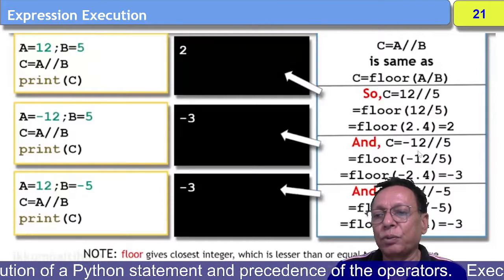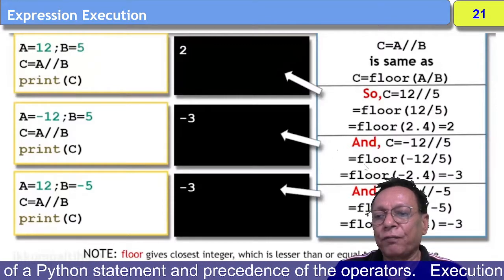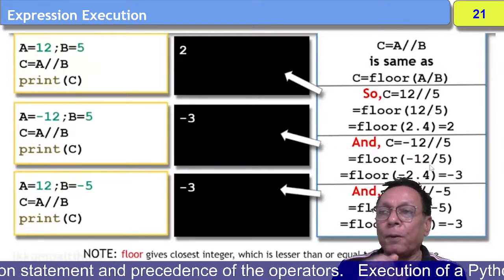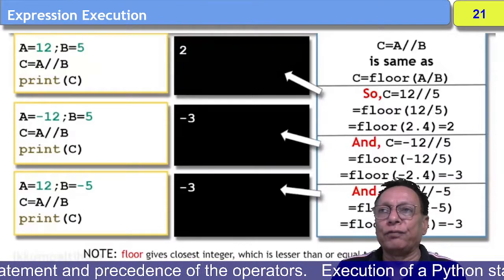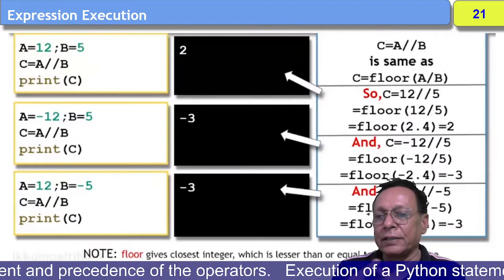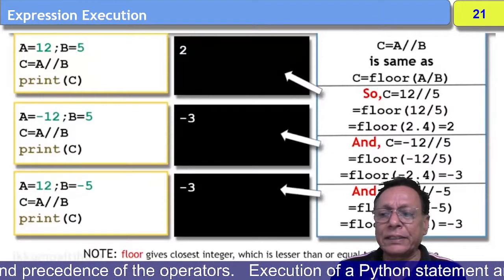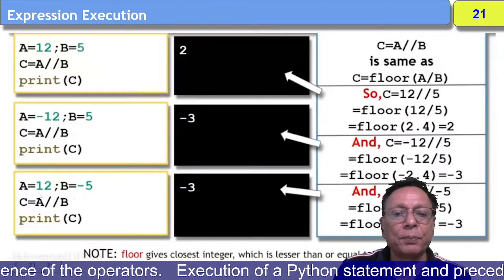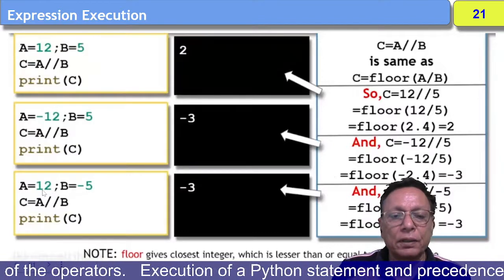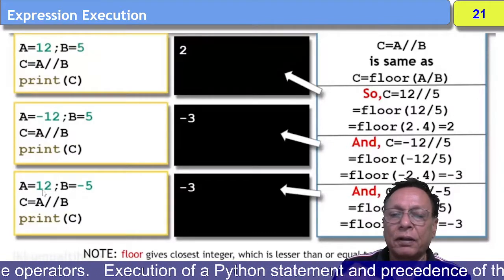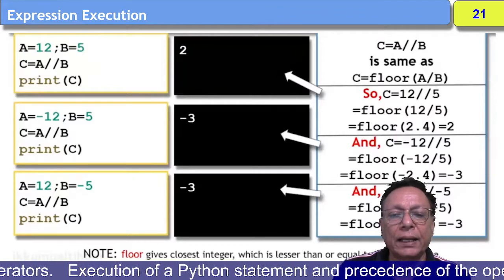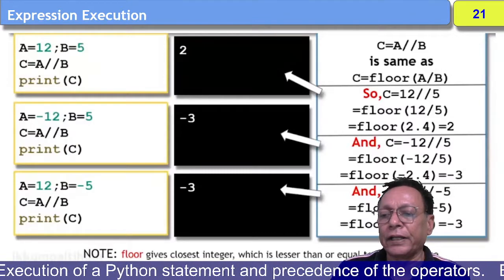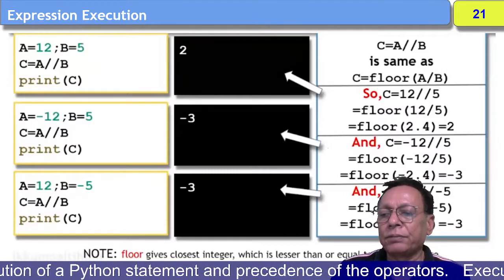So see here, -12 floor division 5. You can see this is the floor of -12 upon 5. So -12 upon 5 will give you -2.4, and when you take the floor of -2.4 it will give you -3, as I have told you. In the next case also, when the signs of the values are changed, this time 12 becomes positive and the denominator, that is 5, becomes negative. So when you apply this again, the floor of 12 upon -5 should be -3.